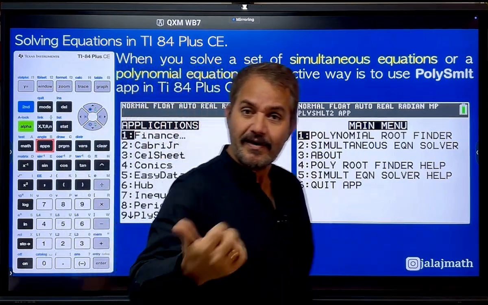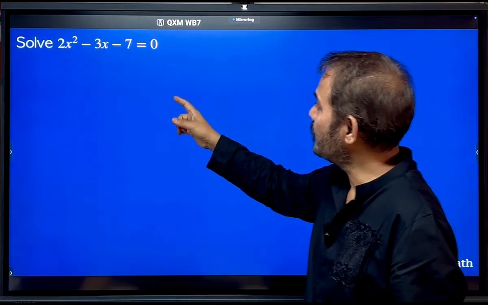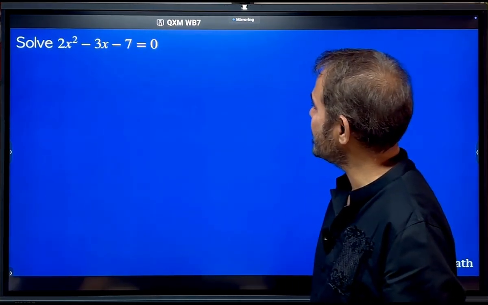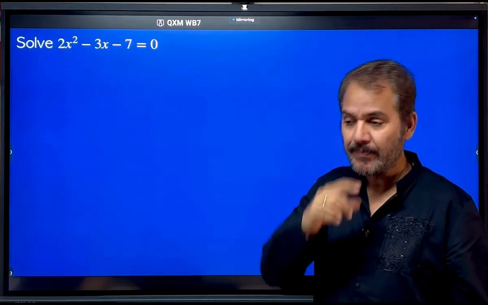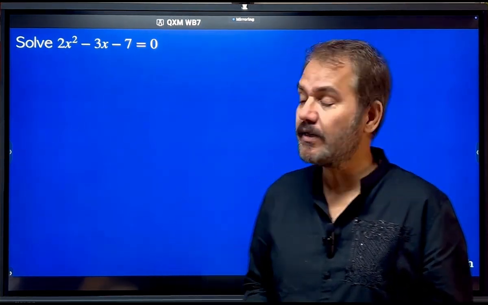Now, how do we do this? Let's explore it with the help of an example. Here is an example: solve 2x squared minus 3x minus 7 is equal to 0. Now this is a quadratic equation, which is obviously a polynomial equation.